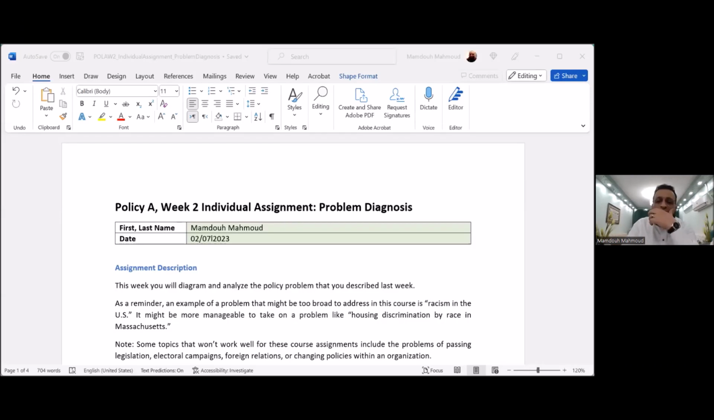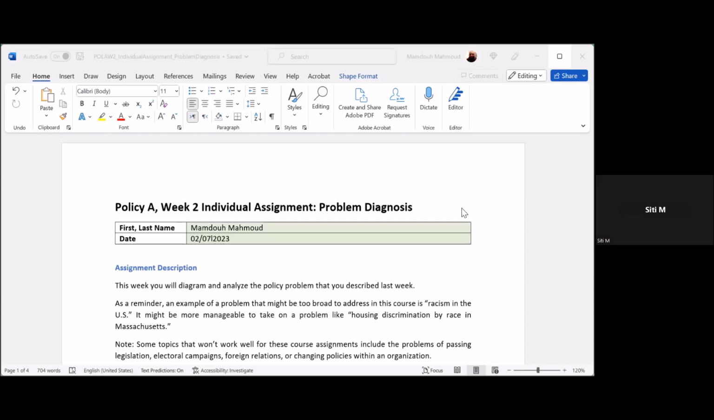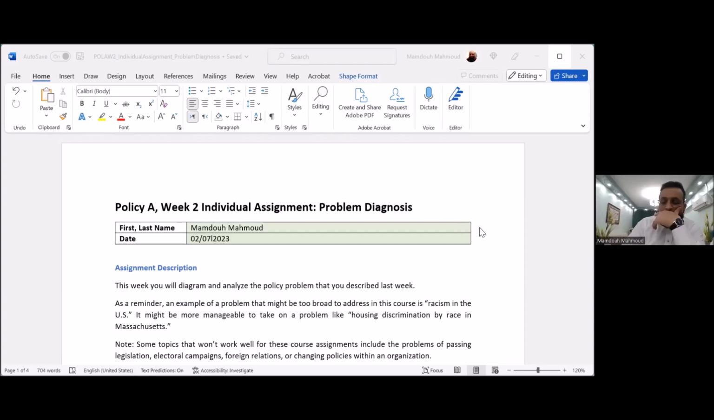Okay, so now this is from my program. You can see this, right? Everybody? Yes. Okay, here we go.